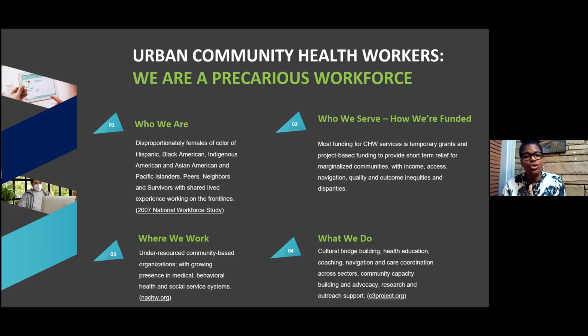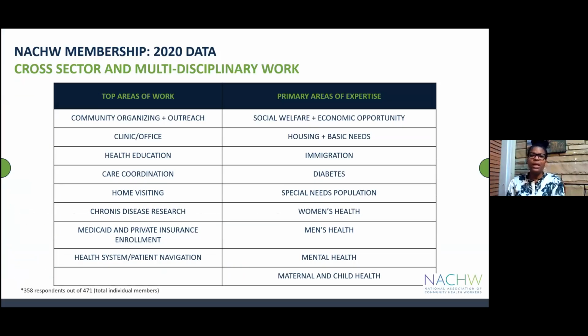But we provide short-term relief to these marginalized communities that I've described earlier. We are working in under-resourced communities, urban and rural. And we are striving to, again, bridge those silos and sectors, provide care coordination, build community capacity, and we consistently advocate upstream for policy and system change through research and community engagement. I just want to give you a few bits of data from our National Association of Community Health Workers that was founded in April 2019. I'll talk more about that later.